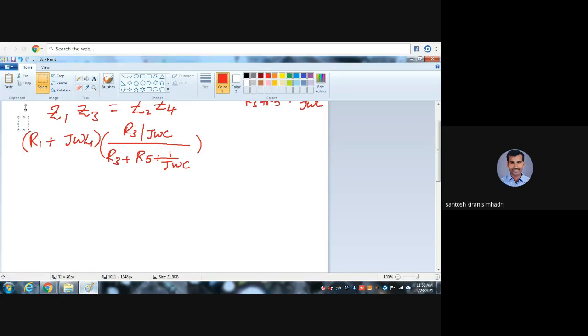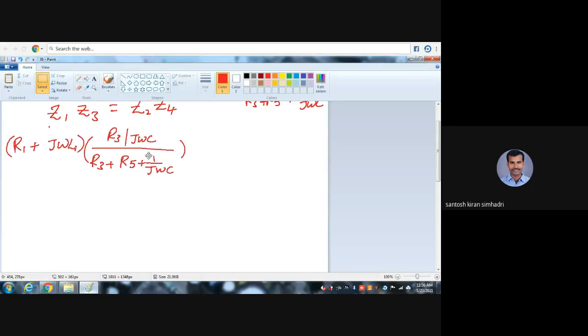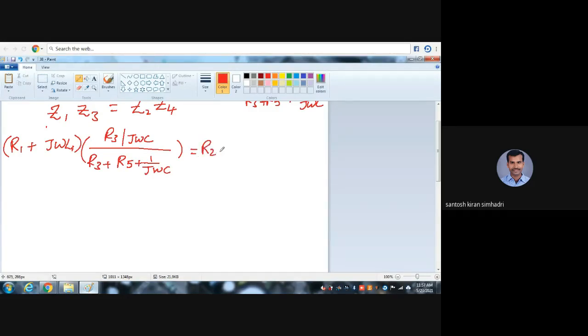One second. Okay. I will shift to the LHS because I want some space here. So again I will write equal. Then what about the Z2 value? Z2 value is simply R2. Then what about the Z4 value? Very simple. That is R4 plus R3 into R5 by, as the final expression, R3 plus R5 plus 1 by j omega C.